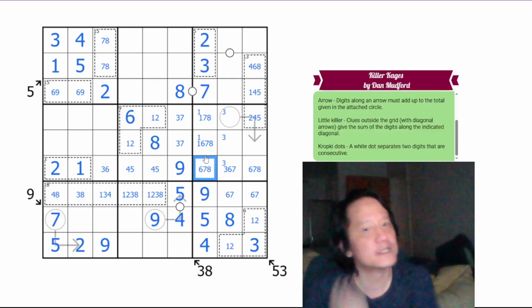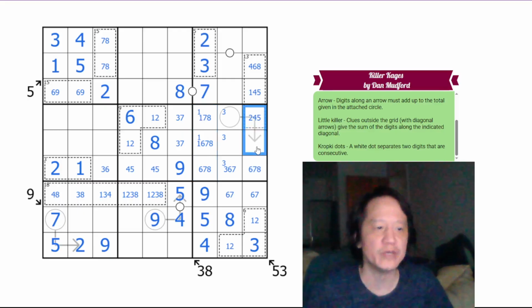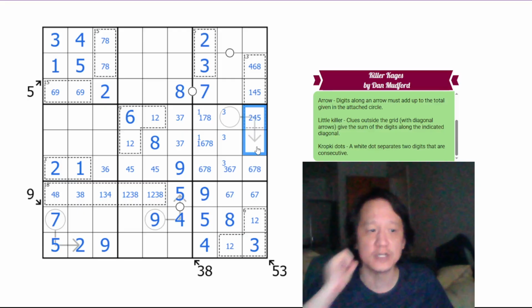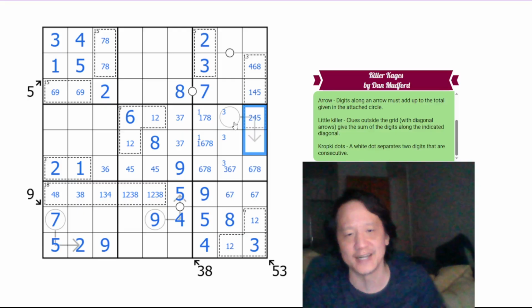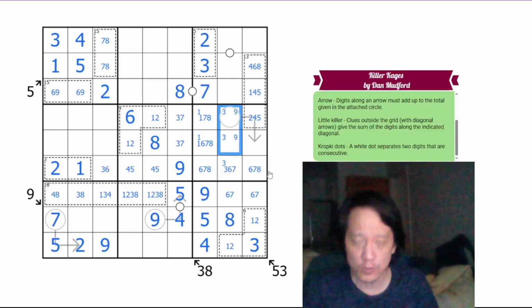Where is the 9 in this right central box? Cannot be here because of 9 in the row. Can't be here because 9 in the column. Can't be along the arrow because 9 with another digit adds up to 10 or more, which is not a single digit. And this must be a single digit. So 9 has to be one of those two digits.